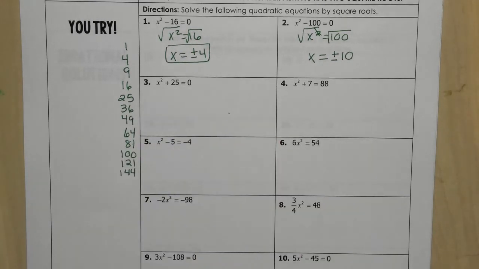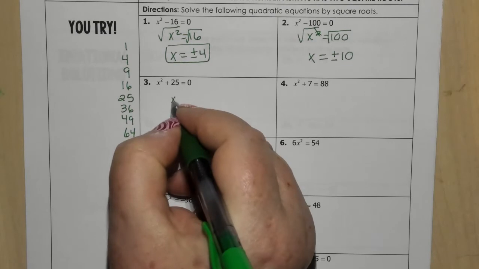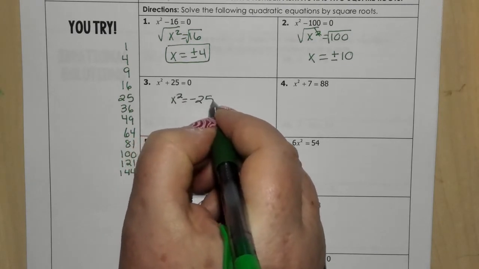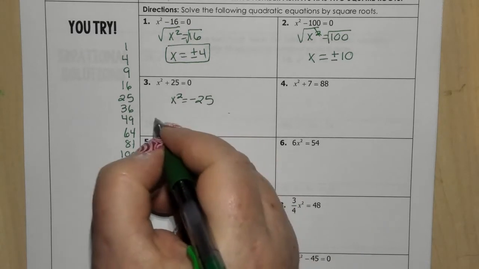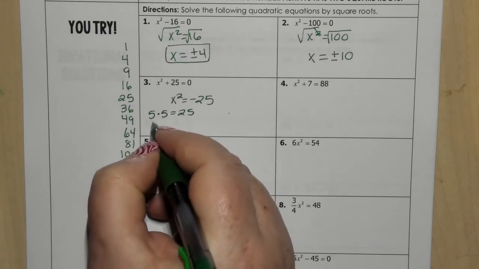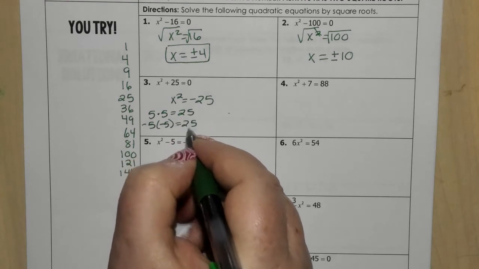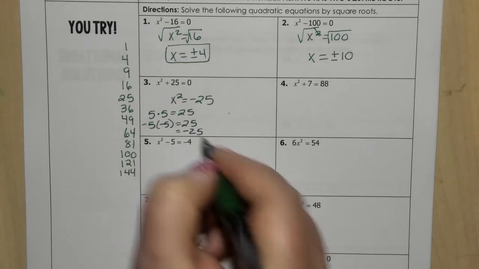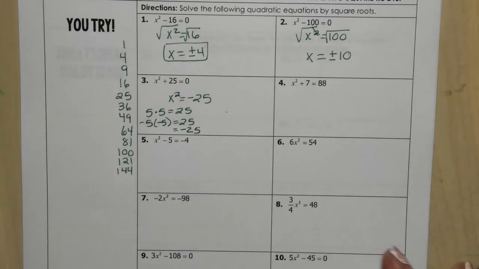All right. Number 3, x squared plus 25 equals 0. Move that to the other side. So we're looking for what number times itself will give you a negative 25. Well, if you remember in class, if you were here, we discussed this at length. 5 times 5 is 25. Negative 5 times negative 5 is 25. But what would give you a negative 25? Well, positive 5 and a negative 5, but it needs to be the same number. To do the square root method, you have to have the same number.